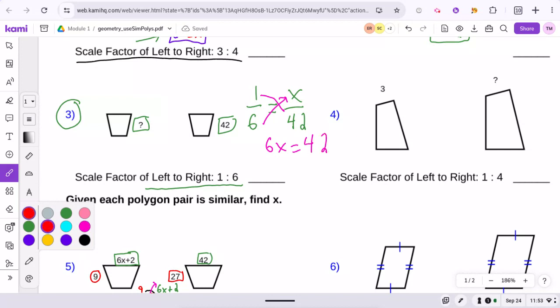Then you're going to solve for X, isolating the variable. Divide by 6. Divide by 6. These cancel. You're left with X equals, and then 42 divided by 6 is 7. So this missing side would be 7.